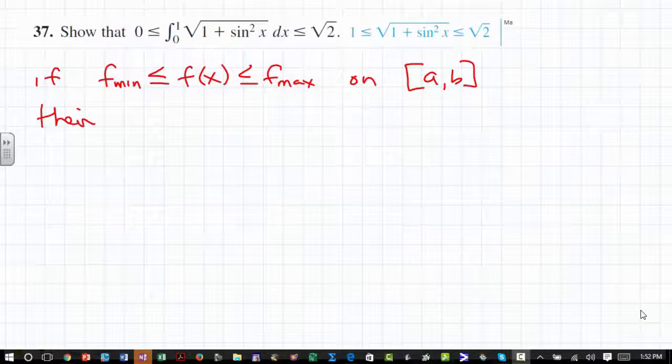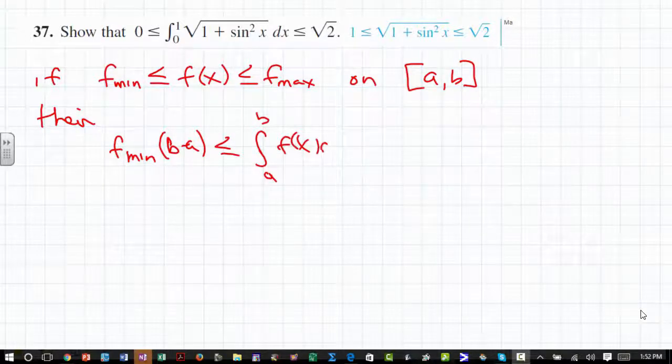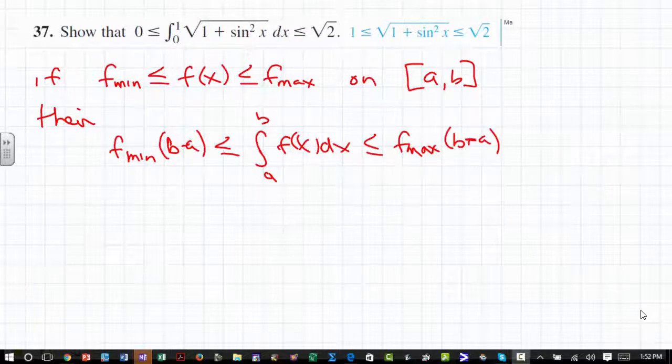then f min times b minus a has to be less than or equal to the integral from a to b of f of x dx, which has to be less than or equal to f max times b minus a. That's what it looks like in symbols.